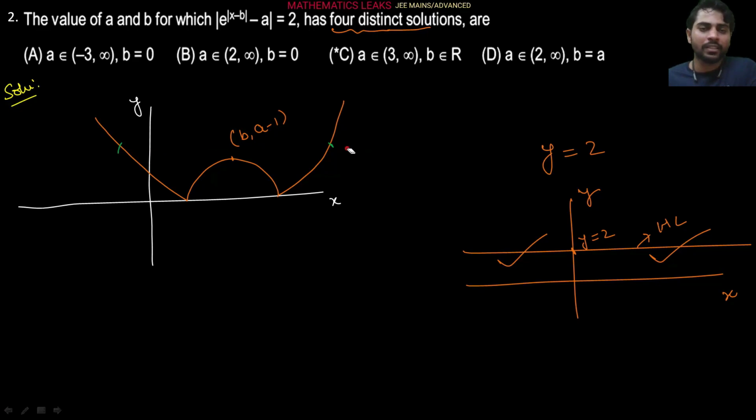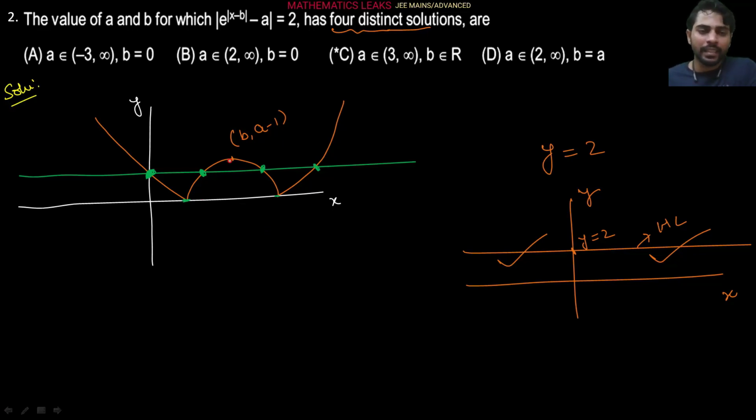So it is not a correct position for this horizontal line. For four distinct solutions, it is clearly visible from this that if you draw this horizontal line in this region, from y equals 0 to y equals a minus 1, then definitely this green line graph and this orange graph are going to intersect at 1, 2, 3 and 4 points.